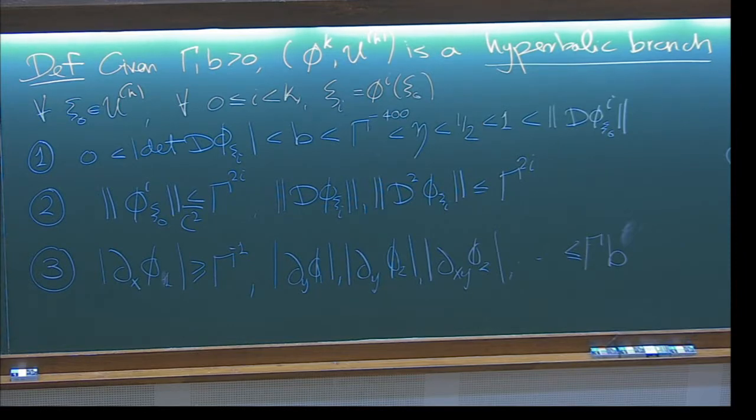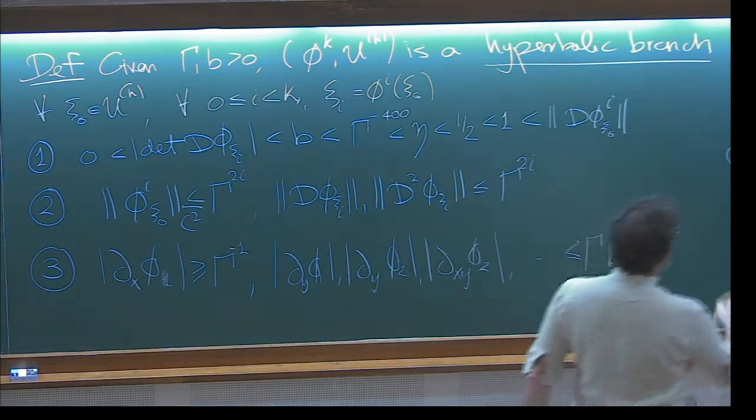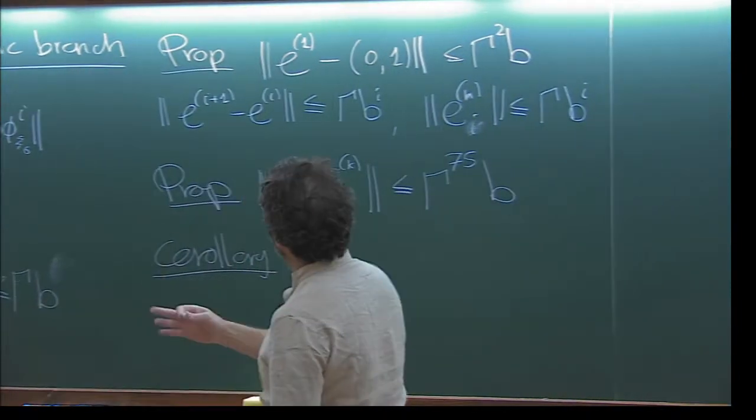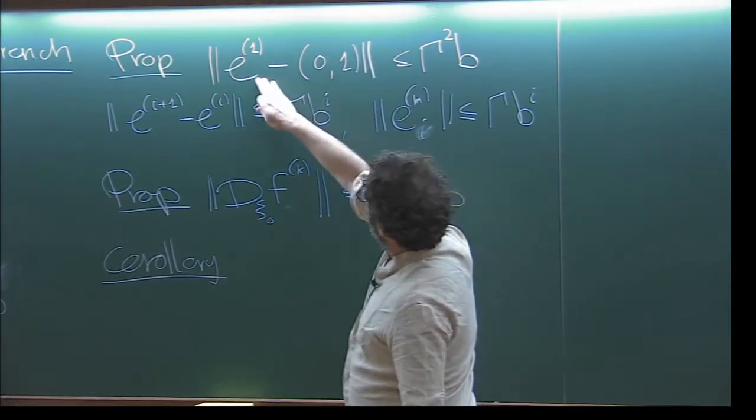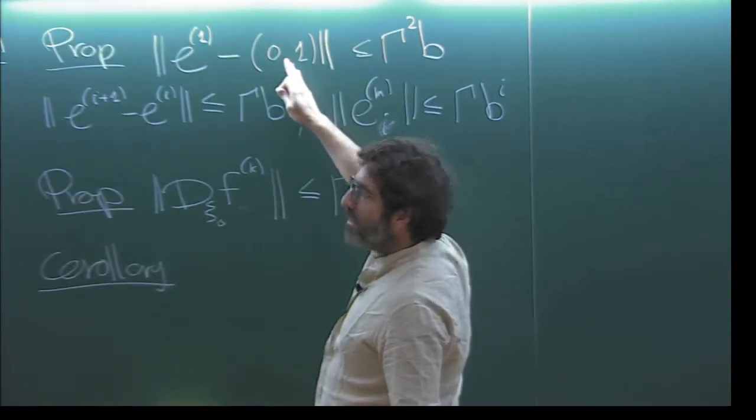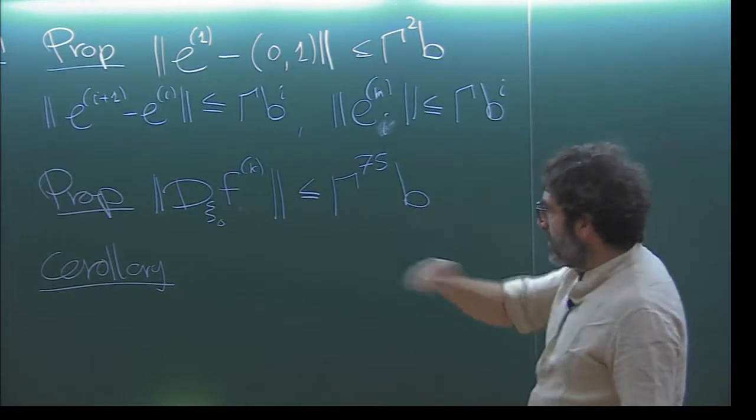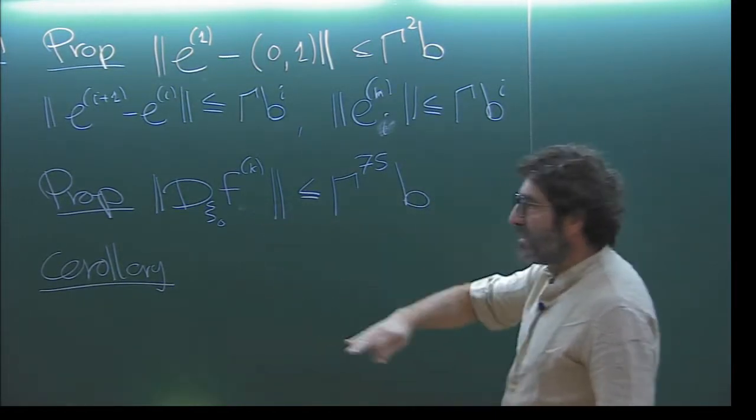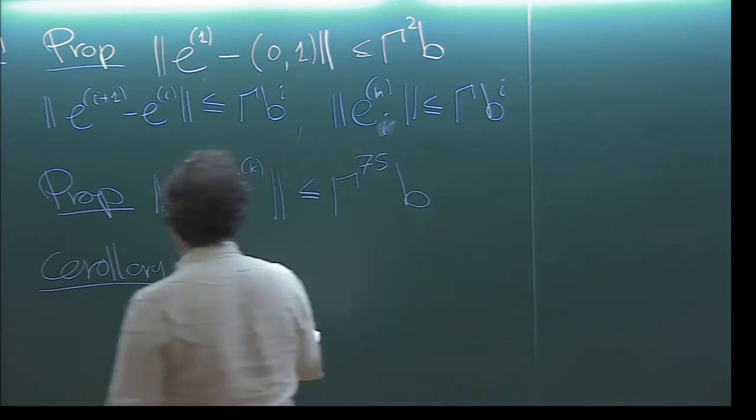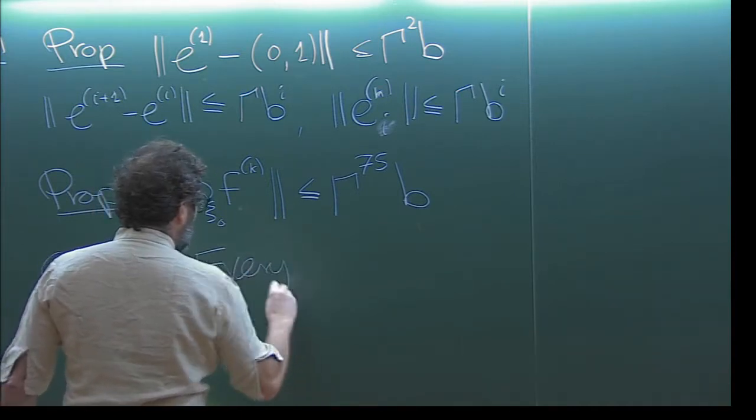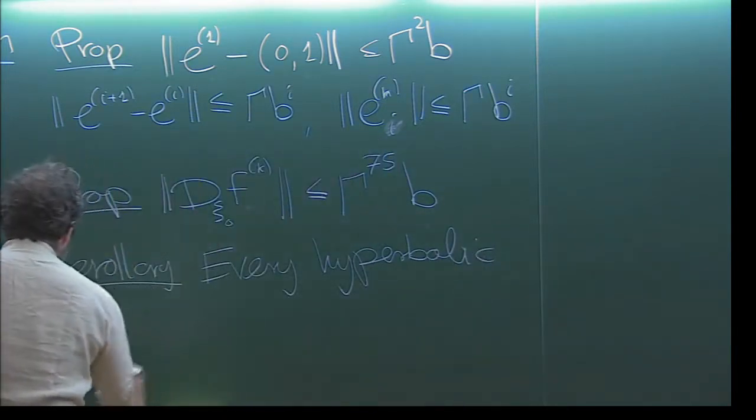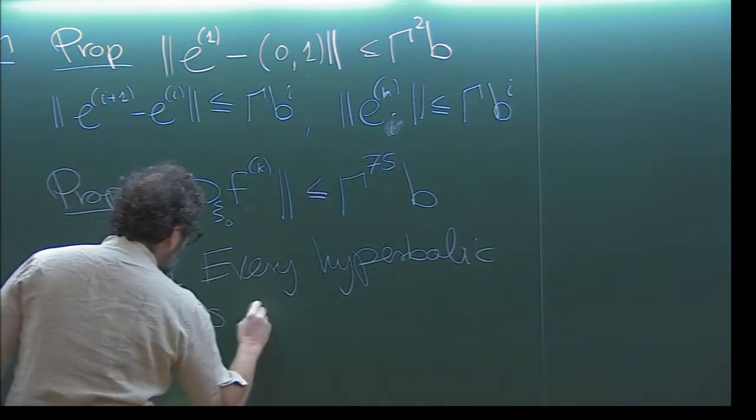So as an immediate corollary, we get admissibility of these branches, right? Because this property here says that the stable directions are almost vertical, which means that the unstable ones are almost horizontal, right? And this one basically says that the curvature is small, because this one says they vary slowly. So as a corollary, we just get that every hyperbolic branch is admissible.